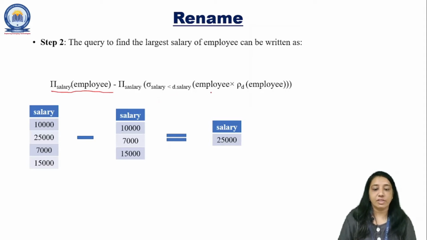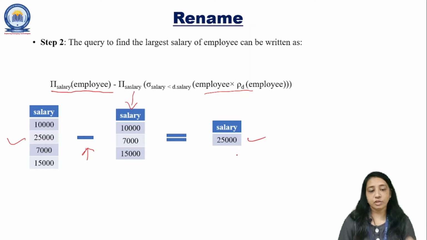So that we have done with the rename. So the output of that is this, the 25,000 is not there. And here just we have listed the salary of all employees. So this is the output of that. If we are going to do this operation, then what happened? Whatever the data or the values are there in the first, but not in the second one, that will be the 25,000. So that is our output. So that we want the highest or the largest salary of employee table, right? So in this way you can use the rename operator.